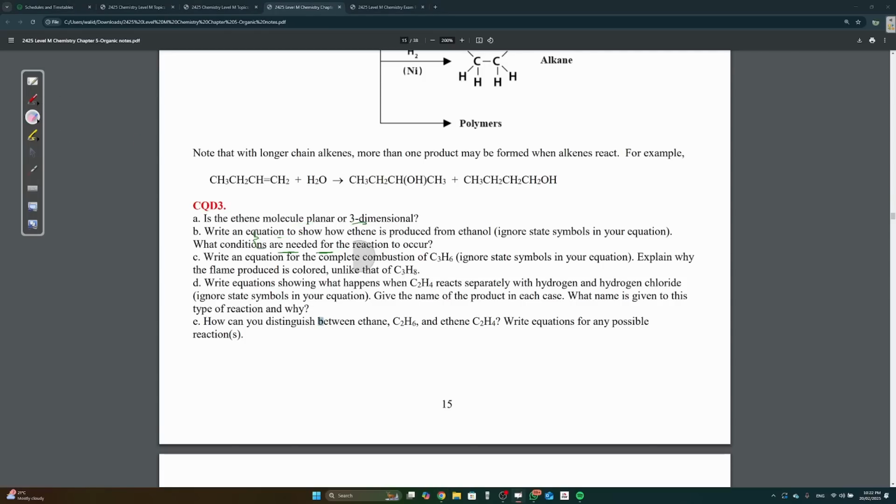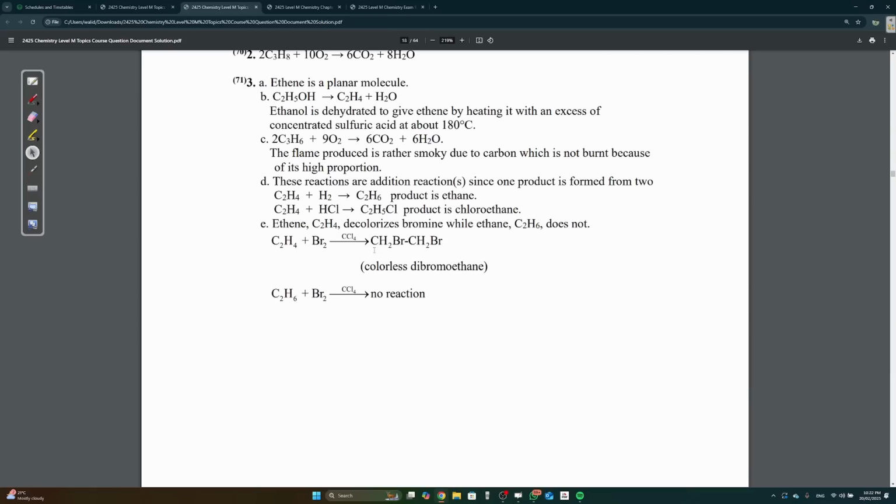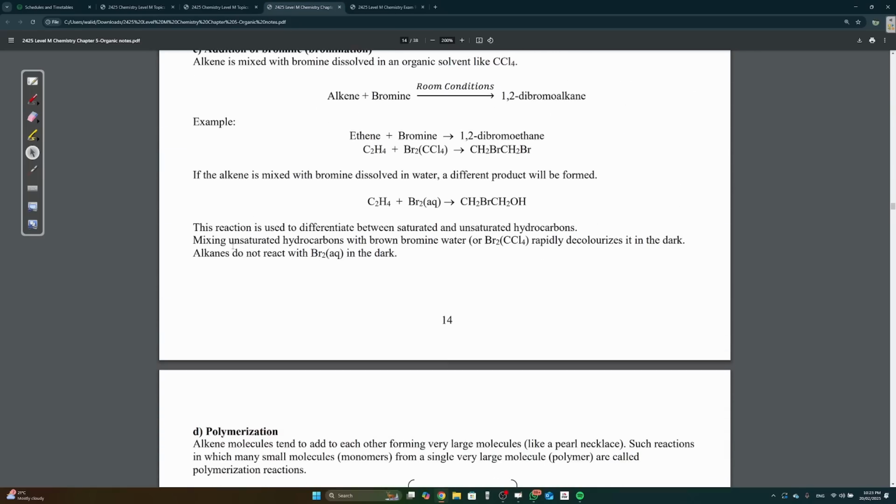Okay, we did this. How can you distinguish between ethane and ethene? Write equations for any possible reactions. The first thing that comes to my head is that for chlorination of C2H6, you need UV light, you need sunlight, but C2H4, since it's an alkene, you don't need sunlight. You can do it in the dark. So let's take a look. Ethene decolorizes bromine while ethane does not. Yeah, it's basically the same thing. Like I said, bromination occurs with the alkene normally, but the alkane needs sunlight, so there will be no reaction.